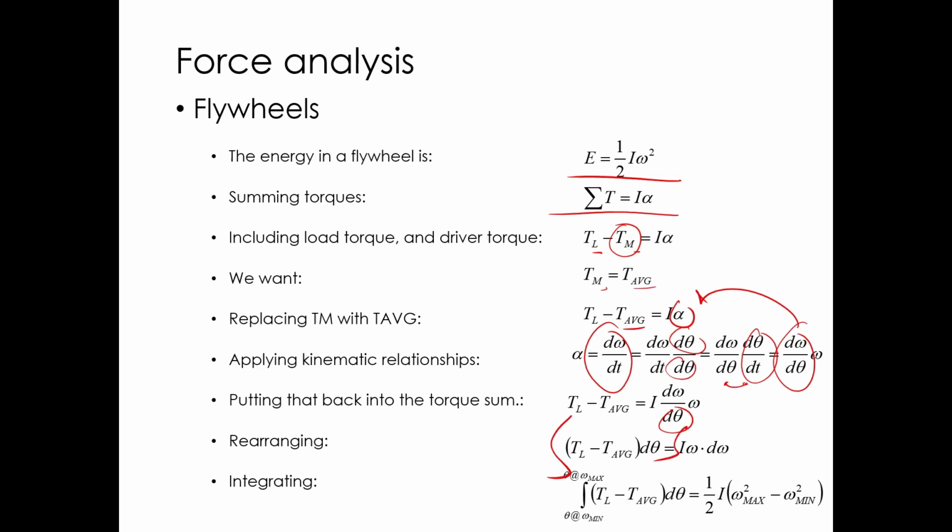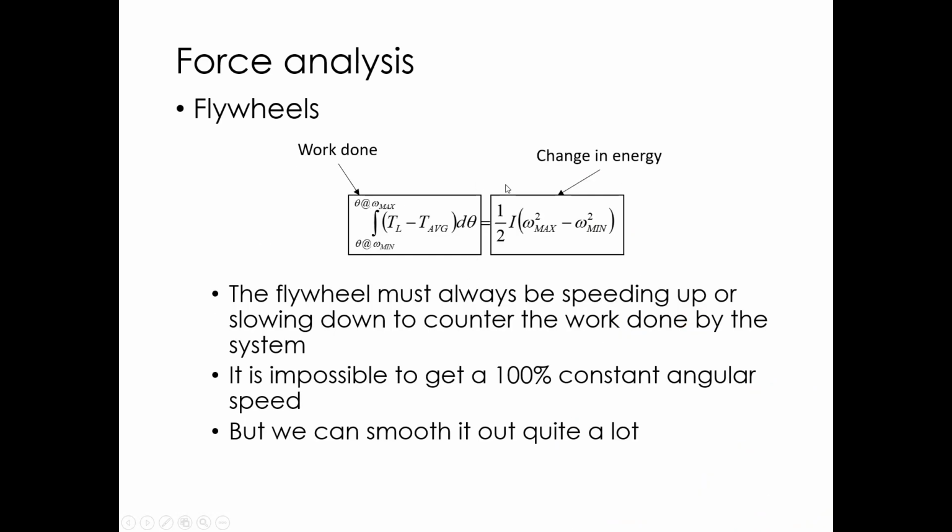We're going to integrate, and we get this equation that relates the work done from the angle at the minimum angular velocity to the maximum angular velocity. Those will be our bounds of integration. For a cycle, the minimum angular speed to the maximum angular speed is what our limits of integration are, in terms of this omega. So omega min to omega max, and since we're integrating with respect to theta, we need theta at omega min to theta at omega max, and we relate that to this change in energy. So work done, change in energy, right?